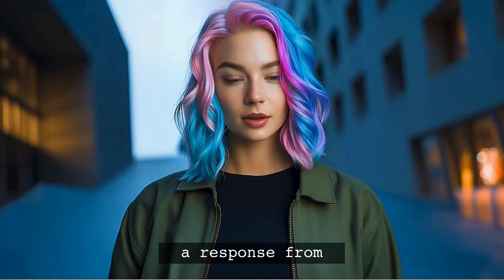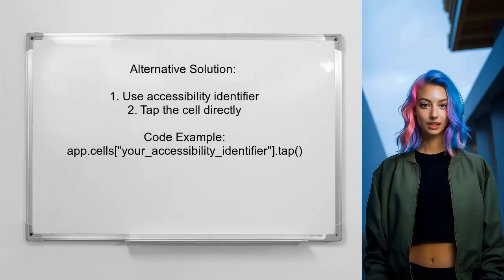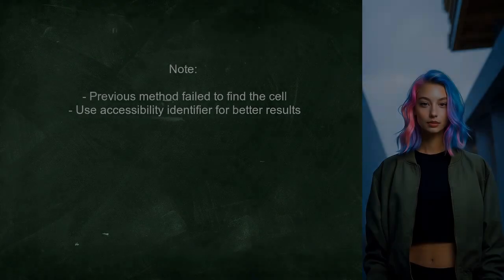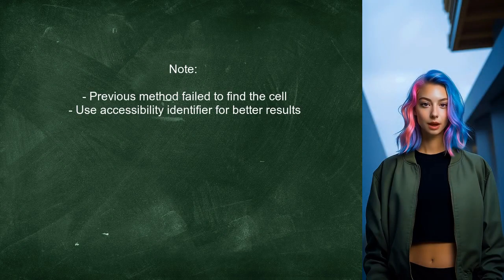Now let's see a response from a different user. An alternative solution provided by another user suggests using the accessibility identifier of the cell. They recommend this straightforward approach. Simply tap the cell using its identifier. The user mentions that the previous method of accessing the table view and then the cell did not work for them, as it failed to find the cell after locating the table view.